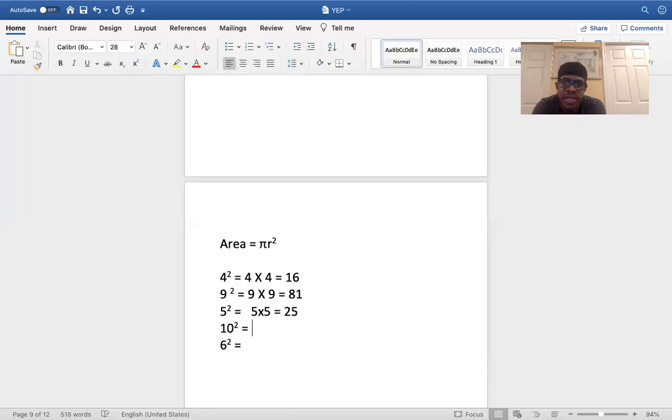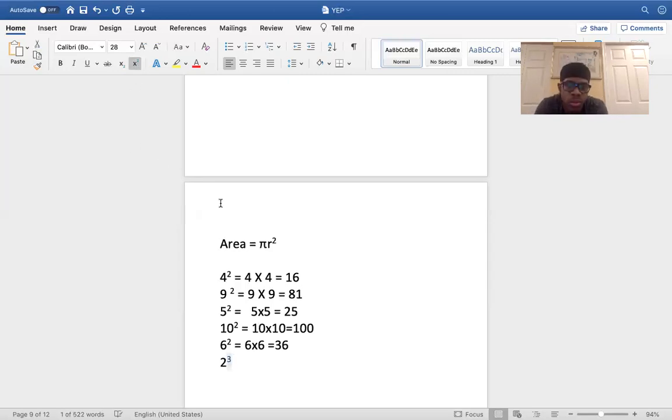Now, let's say we have 10 squared, or 10 with a little 2. It's letting us know that 10 is multiplying by itself twice, or 10 times 10. What's that going to be? 10 times 10 is 100. Now, let's say we have 6 squared. That's going to be 6 times 6. 6 times 6 is going to be 36.